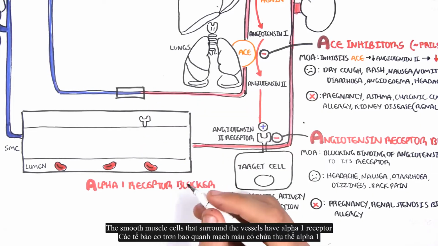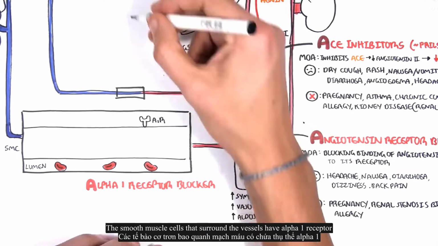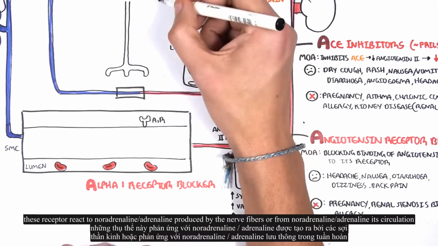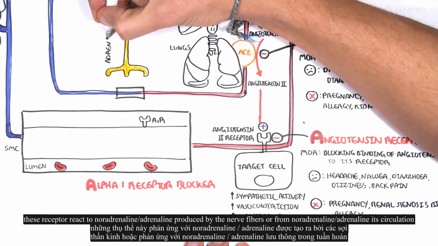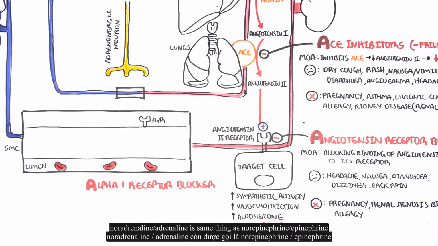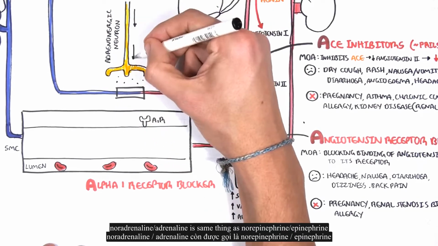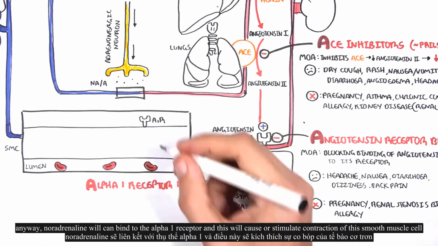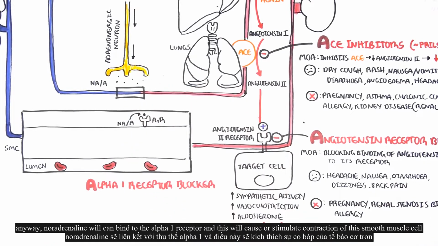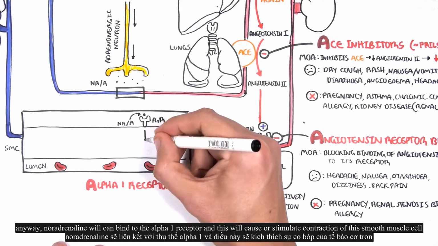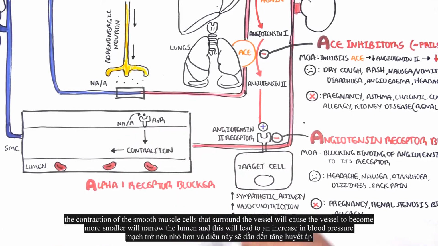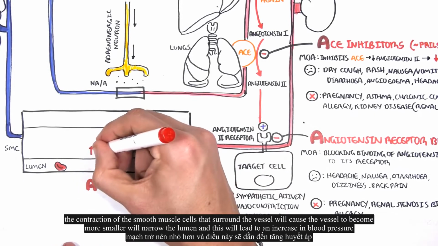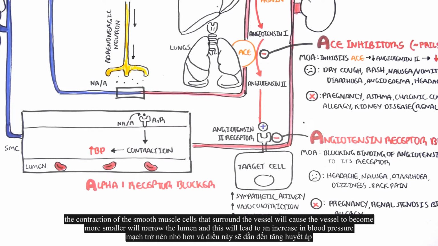The smooth muscle cells that surround the vessels have alpha-1 receptors. These receptors react to adrenaline produced by the nerve fibers or from adrenaline in circulation. Noradrenaline and adrenaline are the same thing as epinephrine and norepinephrine. Anyway, noradrenaline can bind to the alpha-1 receptor, and this will stimulate contraction of the smooth muscle cells. The contraction of the smooth muscle cells that surround the vessel will cause the vessel to become smaller, narrowing the lumen, and this will lead to an increase in blood pressure.